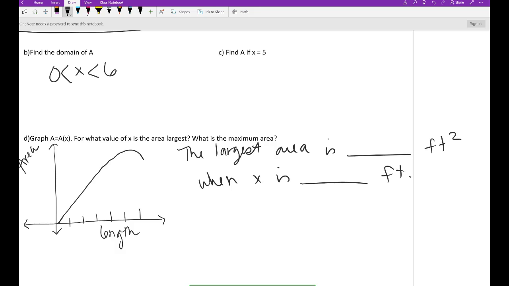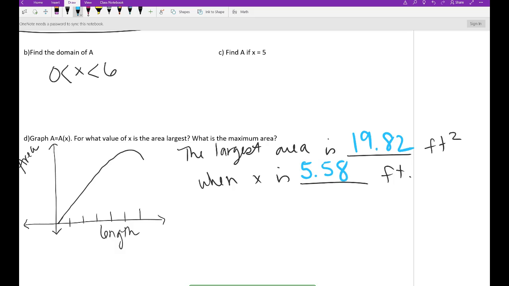Okay, check with your friends just to make sure you guys are coming up with the same answer. 2 decimal places is really the rule of thumb if I don't ask you how to round. The largest area is something feet square when x is something feet. All right, the largest area is, 2 decimal places, what is it? 82 feet square when x is 5.58. Great.